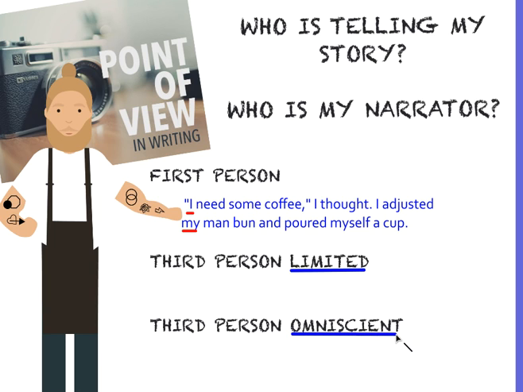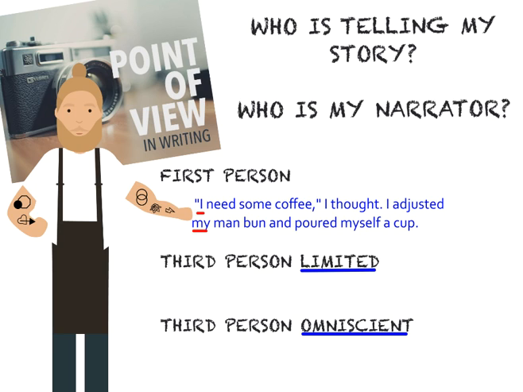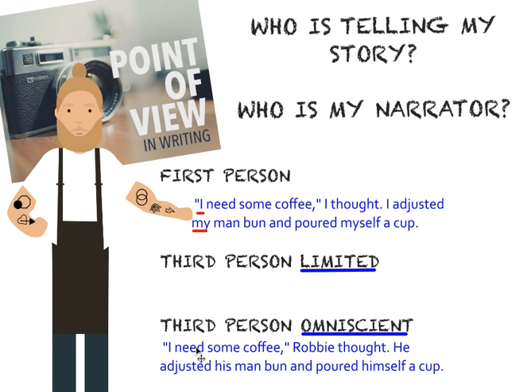In third person omniscient, as that outside observer, I also get to see the character's thoughts and feelings. So I might write something like, I need some coffee, Robbie thought. He adjusted his man bun and poured himself a cup. I'm using pronouns like he, his, himself. I'm still that outside observer looking in and describing what I'm seeing. However, I also get to see the character's thinking.